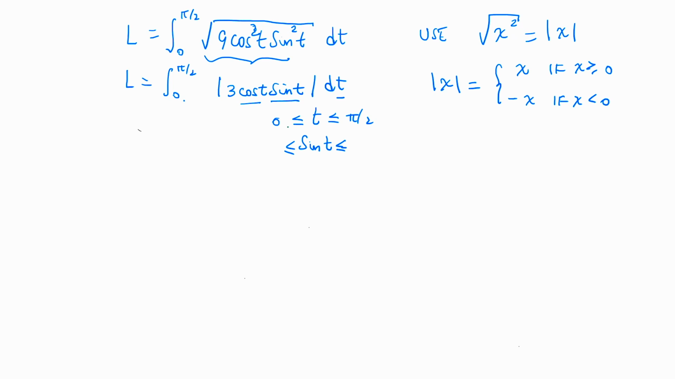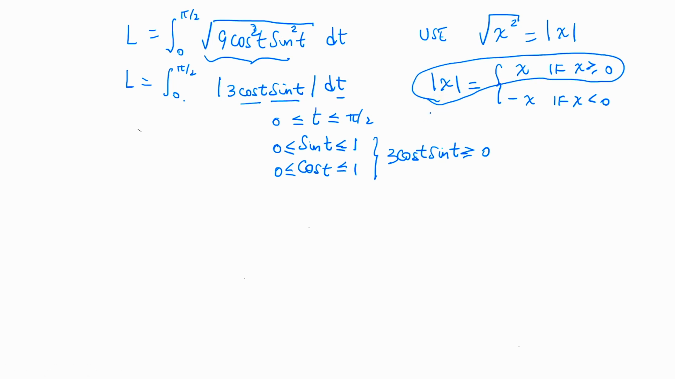Well, if t is between 0 and pi over 2, then sine of t will be greater than 0 and less than or equal to 1. The same with cosine of t. Cosine of t, when t is between 0 and pi over 2, is greater than or equal to 0 and less than or equal to 1. And then the product, sine of t cosine of t, will be between 0 and 1 as well. So the conclusion is that cosine of t times sine of t is greater than or equal to 0. And when we multiply by 3, it still is greater than or equal to 0, which means that we are going to use this portion of the definition of the absolute value function.